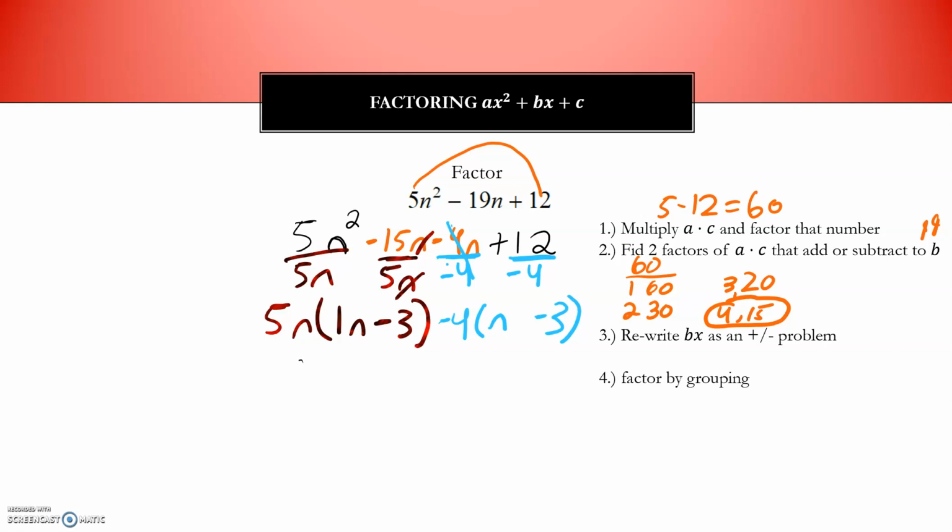Continue factoring. Take my two GCFs, 5n and minus 4. Drop them into their parentheses. The operation there is minus, coming from the 4. And then the other parentheses is the repeated one, n minus 3, the remainder. And you could FOIL that when you're all done to see if it is in fact your final and correct answer.